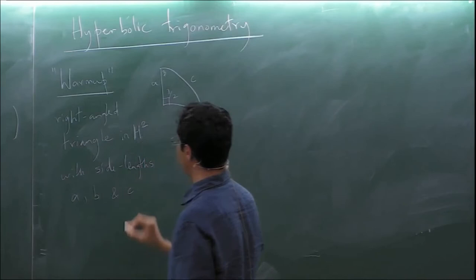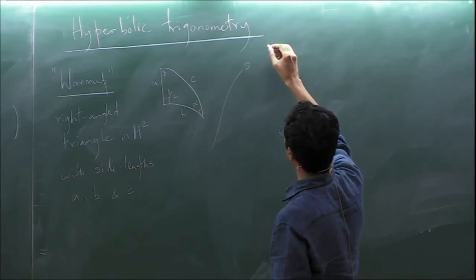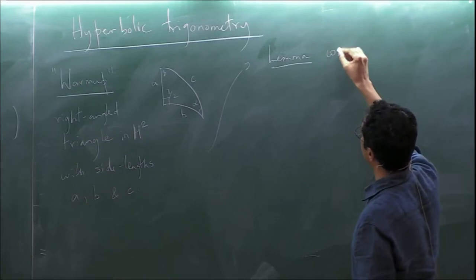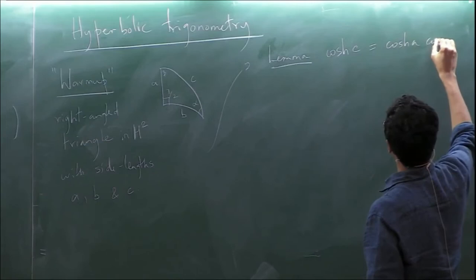So let me say, well, maybe it's a lemma. Then what's the relation between A, B and C? The cosh of C equals cosh of A times cosh of B.